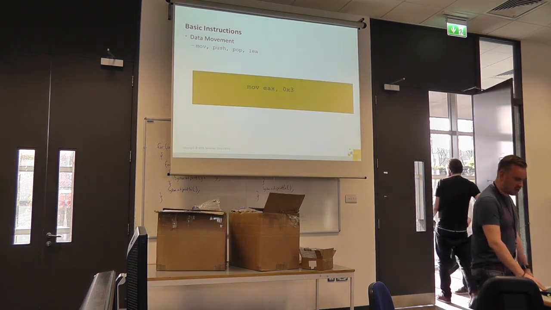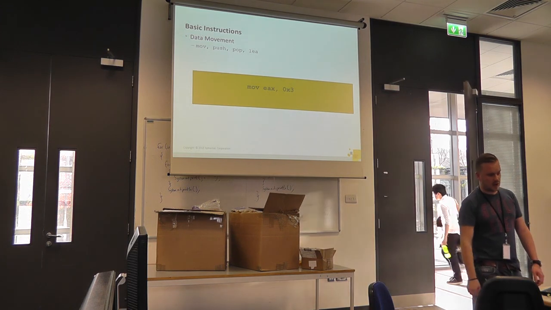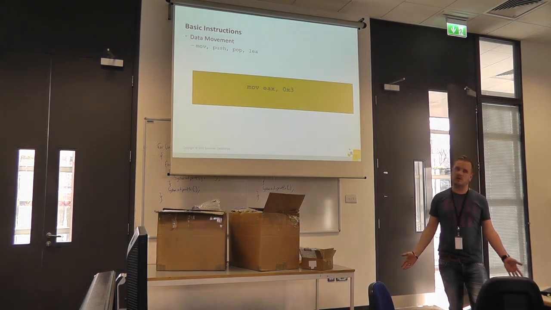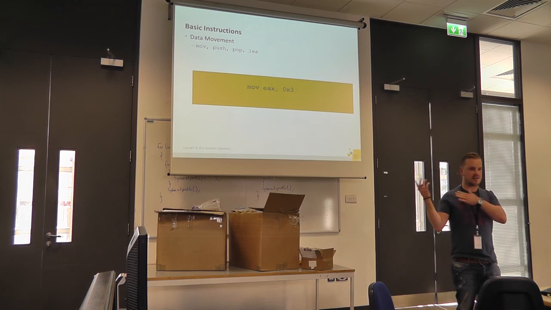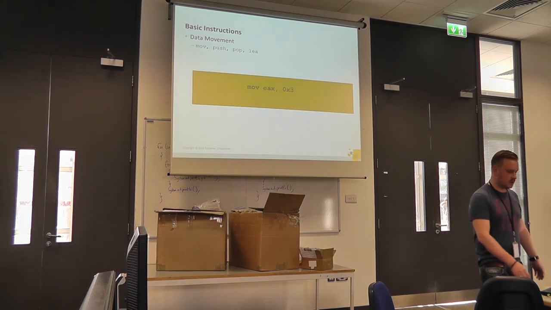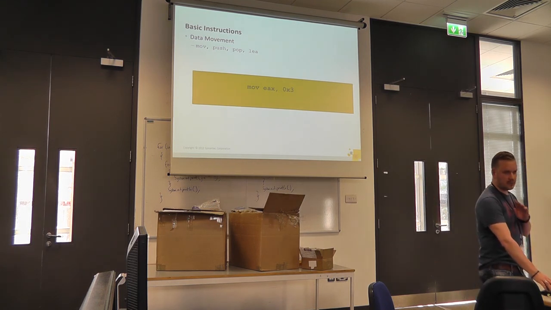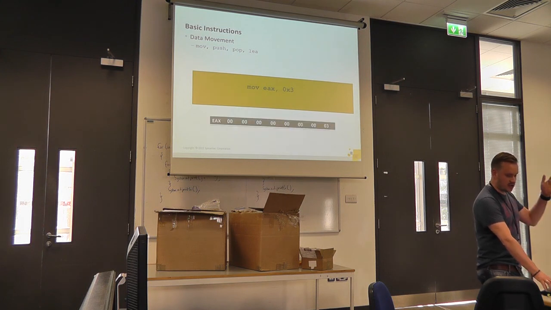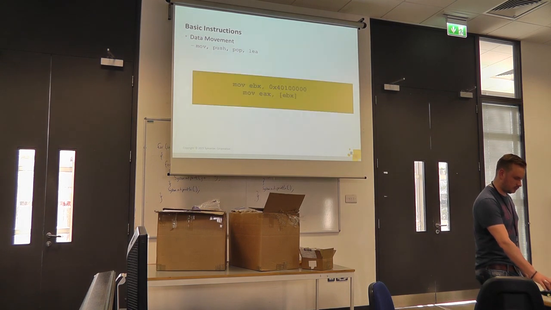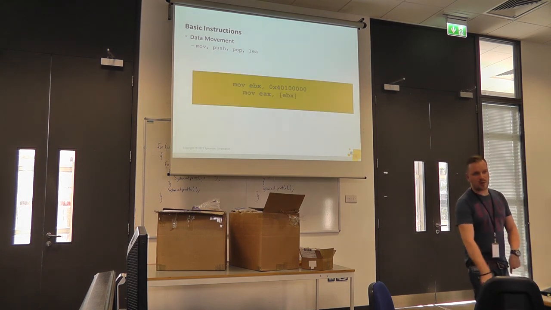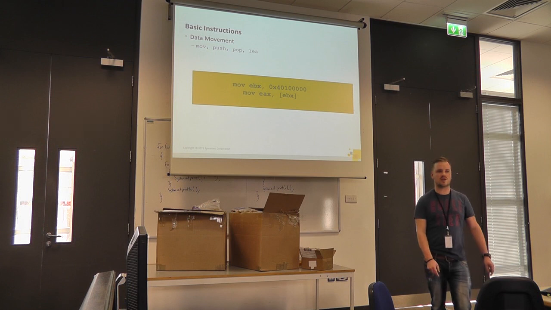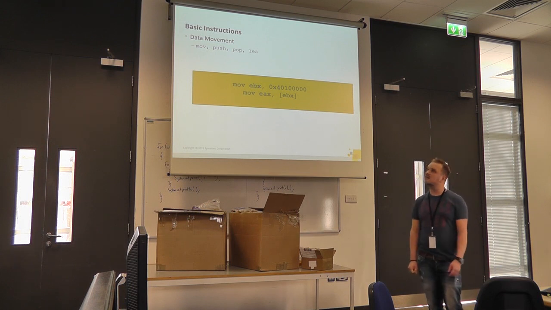So there's a couple of examples that I have here. If you wanted to move, for example, 3 into EAX, this is the assembly code that you run. But this is just basic data movement, how you move stuff into registers. The EAX register will look something like this after that operation is run. Can anyone tell me what the difference is when you use square brackets with a register?